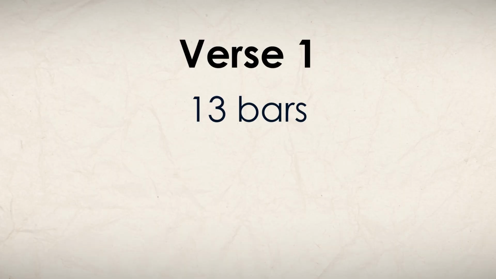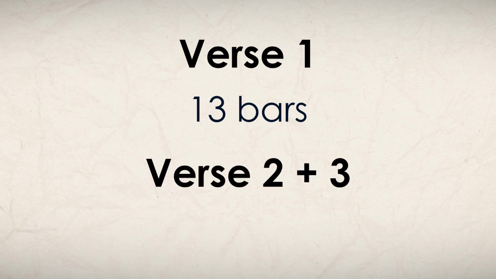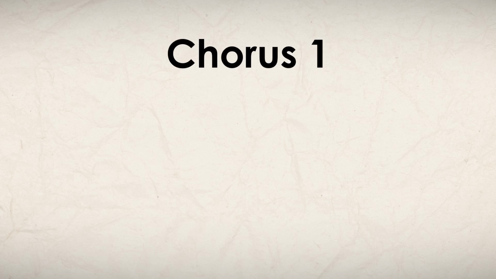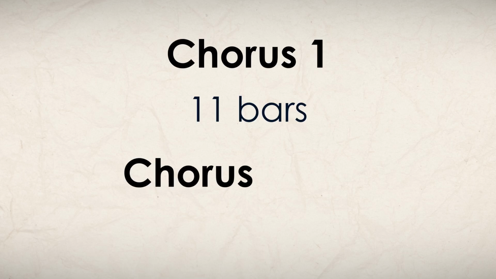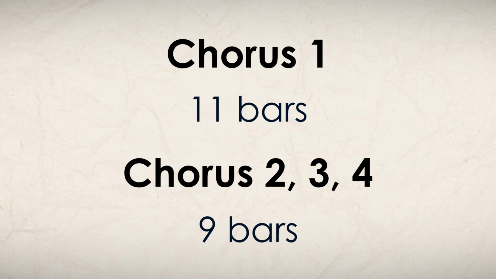Verse 1 has 13 bars, while verse 2 and 3 have 11 bars. All of them are uneven numbers. And if I look at chorus 1, it has 11 bars. And when I look at chorus 2, 3 and 4, they have 9 bars.